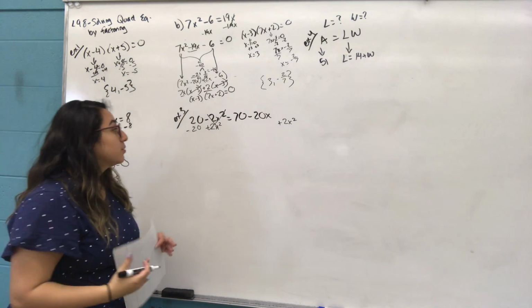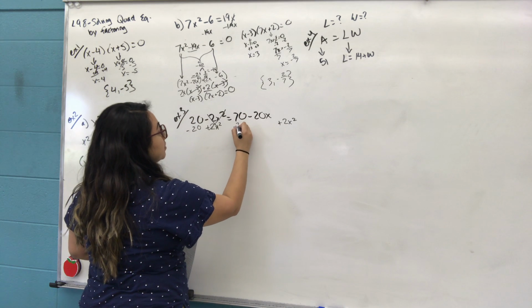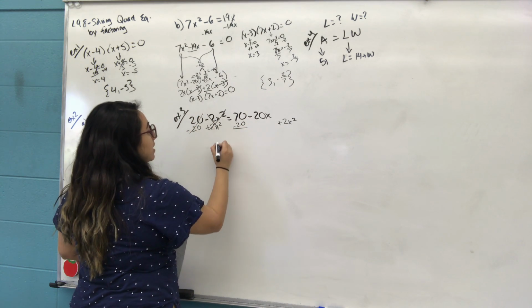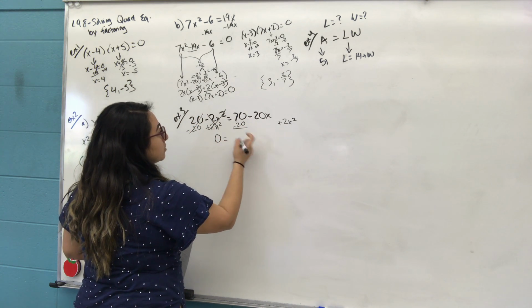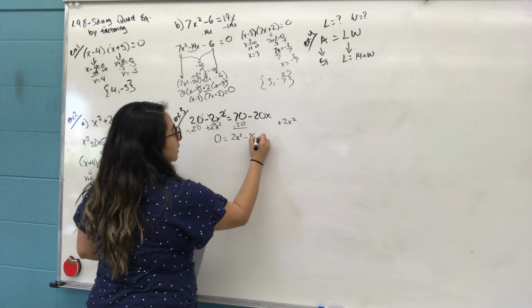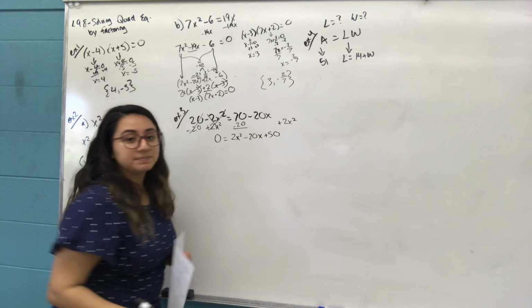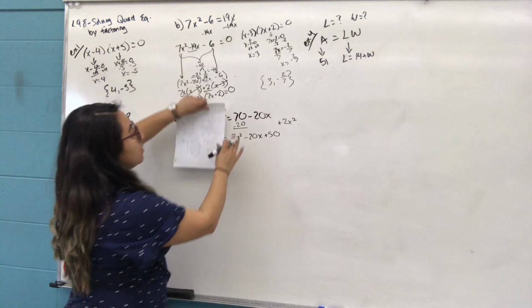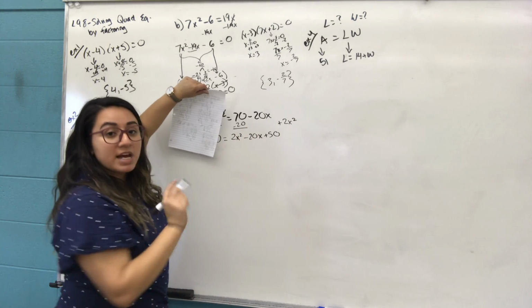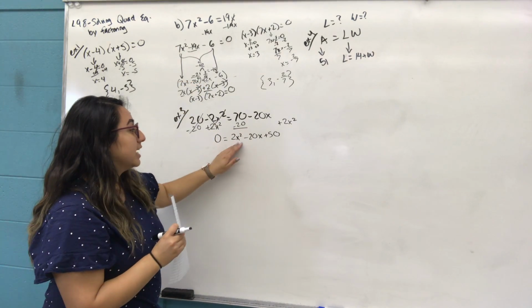From this point, you should be very familiar with multi-step equations. I'm going to subtract 20 from both sides. So now it's 0 is equal to, and I put everything in order. I got my 2x squared here, minus 20x here, 70 minus 20, positive 50. So again, everything's on one side, so I can rearrange the terms without changing their signs. That's very important. So I just rearrange it so I have it in descending order.